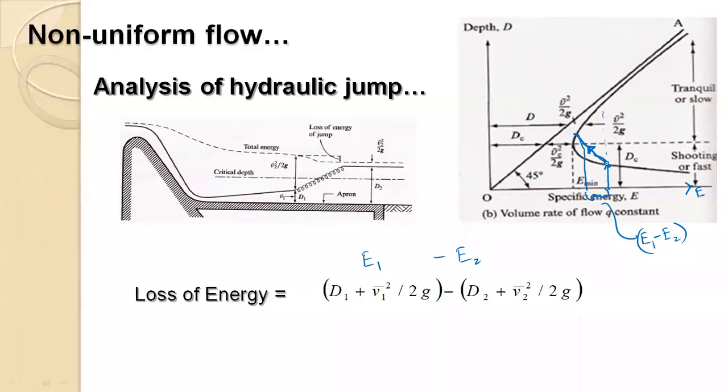In the occurrence of a hydraulic jump, there would be a loss of energy. So there would be a change from high specific energy to low specific energy, from shooting flow to tranquil flow, or from supercritical flow to subcritical flow. This is how you explain the characteristics of a hydraulic jump using this E-D diagram or E-Y diagram. This is something to do with the rapidly varied flow, right?